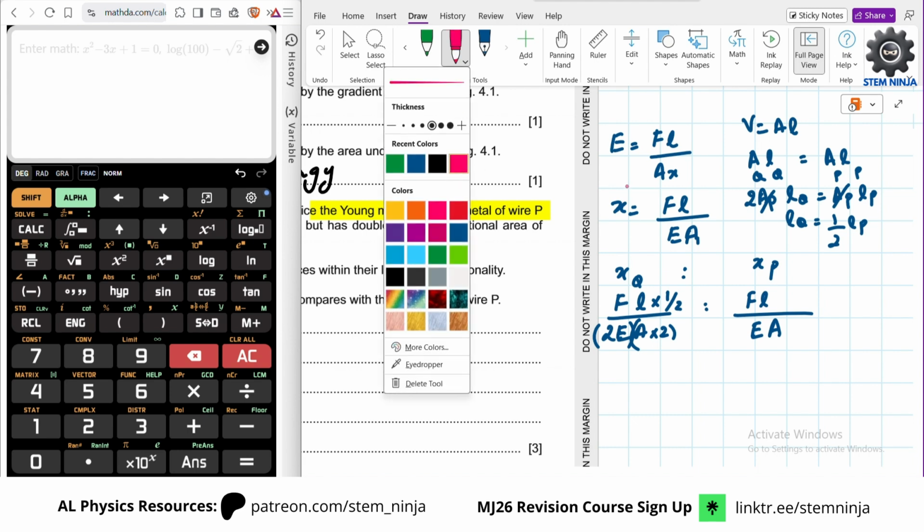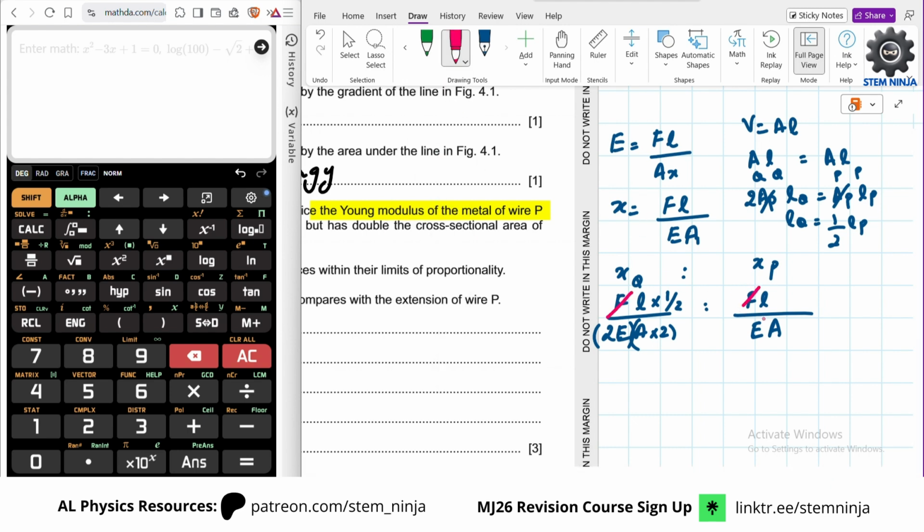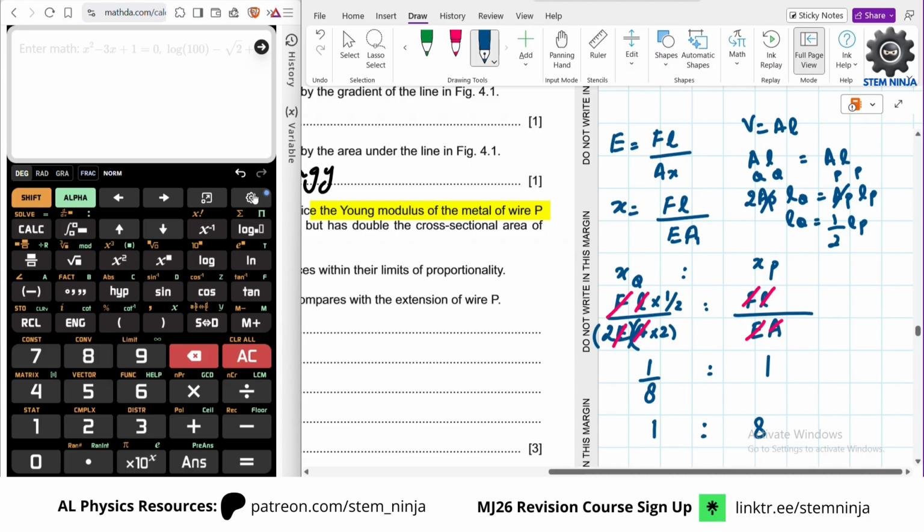So the factors: F is constant, E is the same as we have done, AL done. So the ratio comes down to 1 over 2, 2, and 2. So basically 1 over 8. You can also write it as 1 ratio 8. So the extension of P is 8 times more than the extension of Q. Or you can also say the extension of Q is 1/8 of the extension of P.